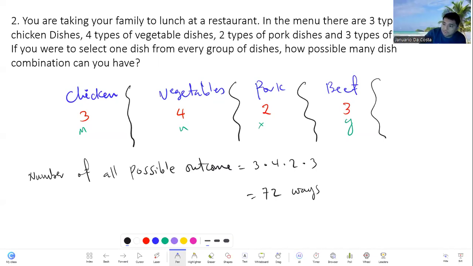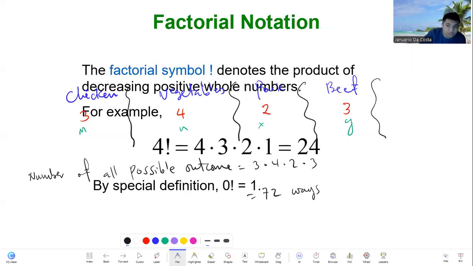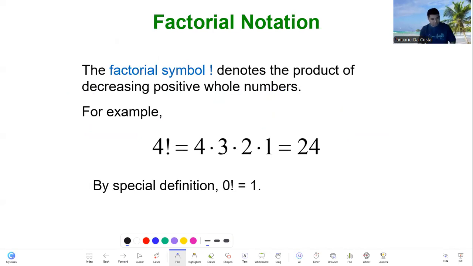So now let's go to a new topic. This topic is factorial. So factorial notation. Usually in mathematics, when you see a symbol like this, it is the symbol for factorial. It denotes the product of decreasing positive whole numbers. For example, 4 factorial simply means 4 times 3 times 2 times 1, which equals 24.